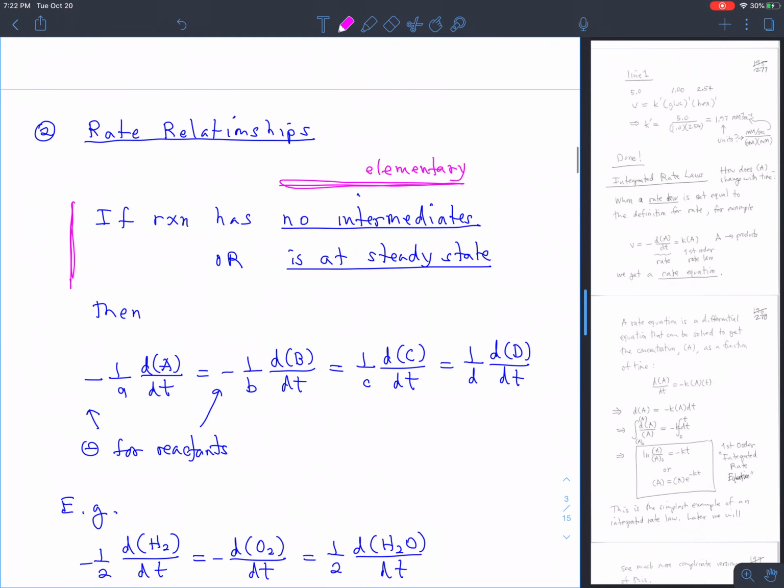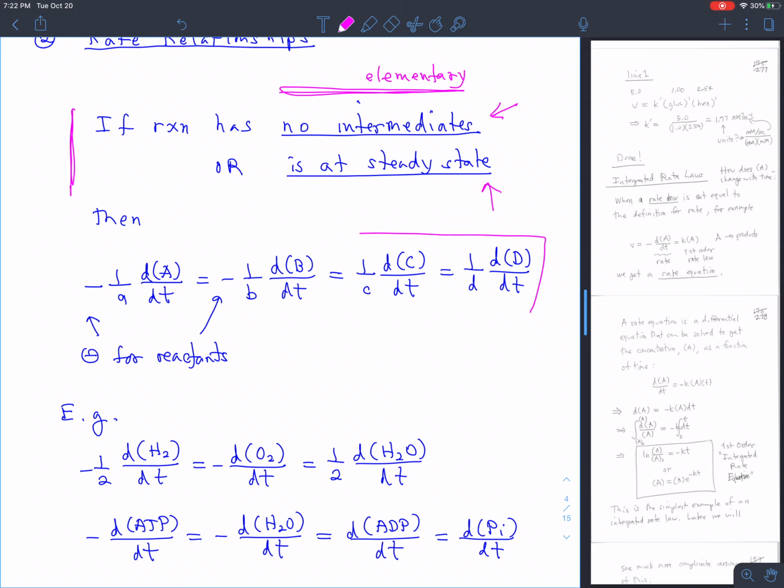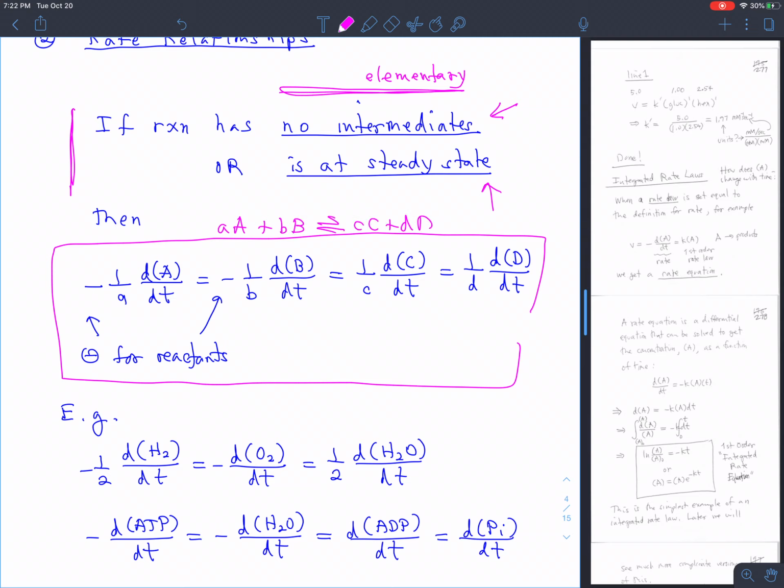All right, so if the reaction doesn't have any intermediates, or in other words, if it's elementary, or if the reaction is moving at steady state, in other words, things are just progressing along, it's not building up, it's not decaying down, it's carrying on in a steady way, then in either of those two cases, this set of relationships holds. This is for aA plus bB goes to cC plus dD, this generic general reaction.